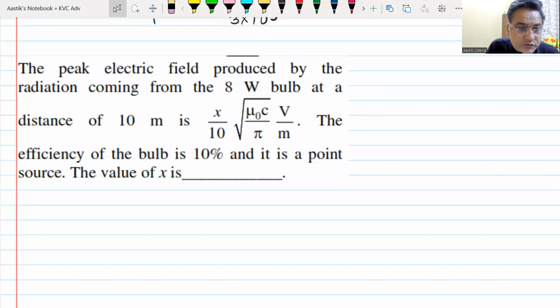So how are we supposed to solve this question? You know the formula of intensity at any point. I just gave you the formula. What was the formula of intensity of an EM wave? Half epsilon naught E square into c. Half epsilon naught into E square into c.